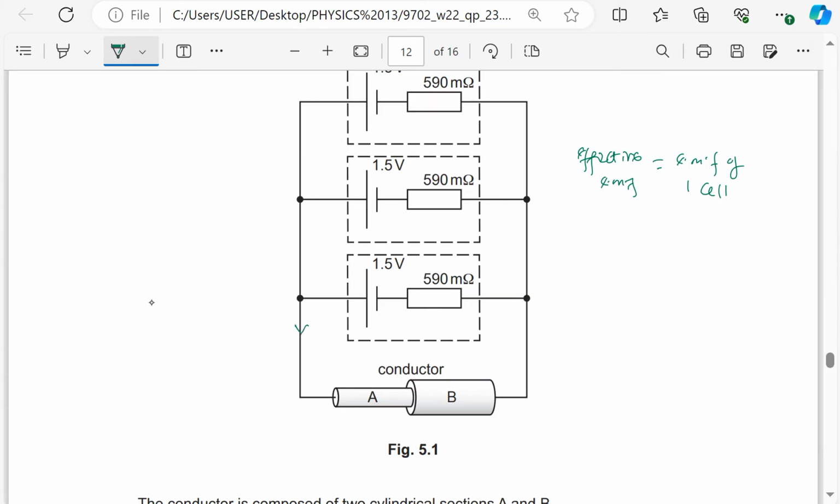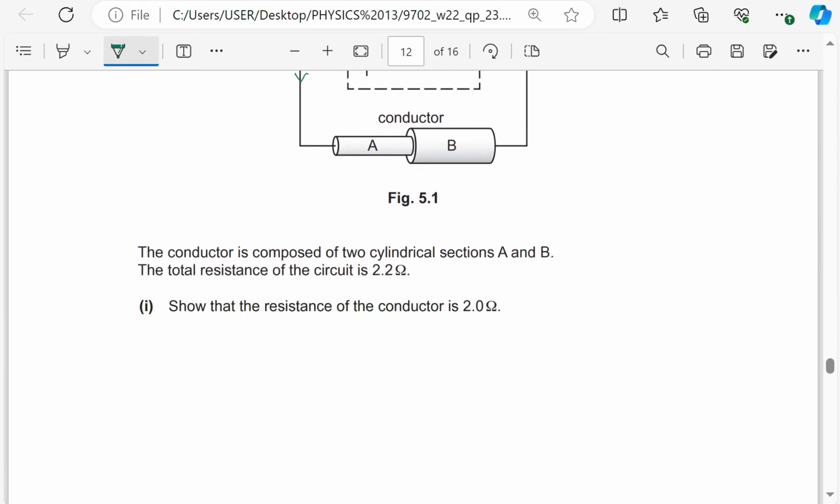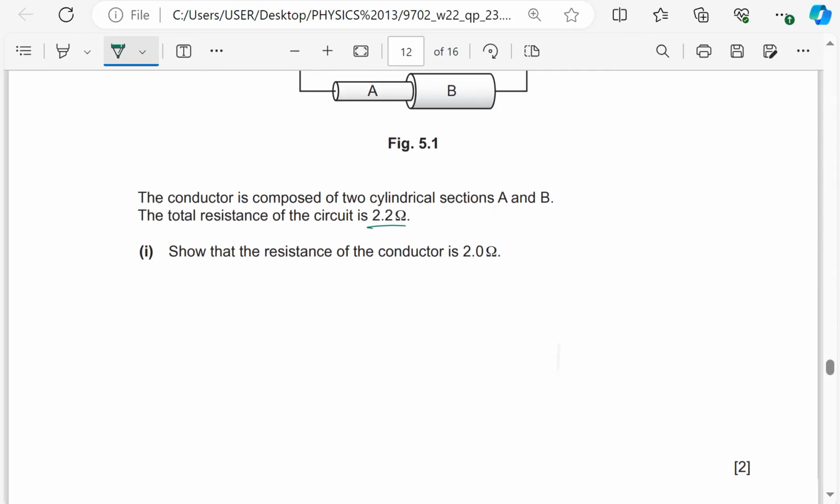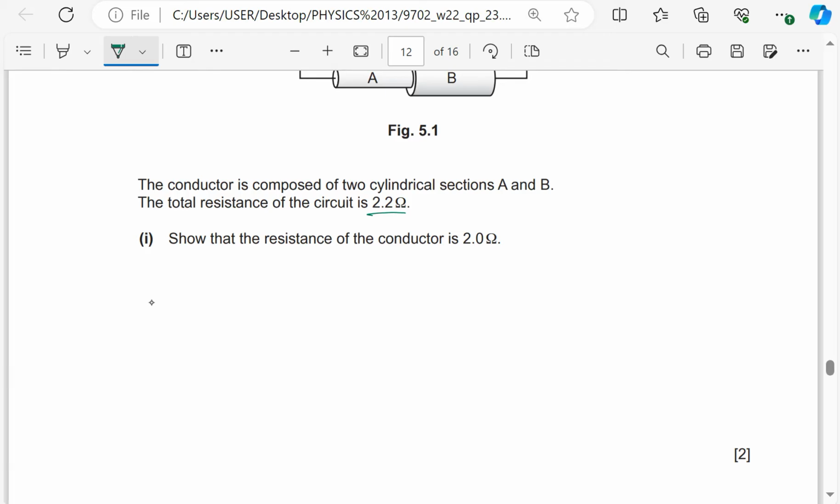But remember, the current here is a combination of all the currents through all these cells. If they're identical, that means the current through all of them is going to be the same. So let this be internal resistance R. The currents will be I1, I2, I3, but these currents are going to be identical. The conductor is composed of two cylindrical sections, A and B. The total resistance of the circuit is 2.2 ohms. Show that the resistance of the conductor is 2 milliohms.